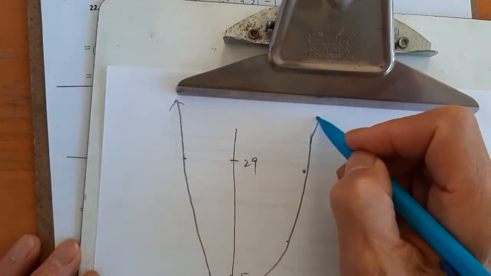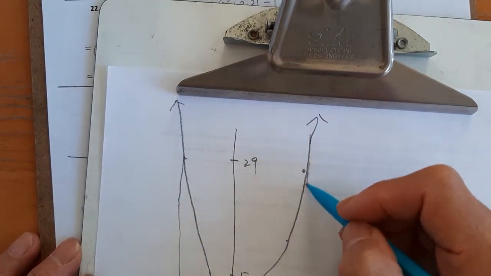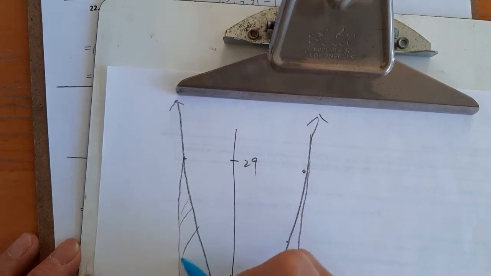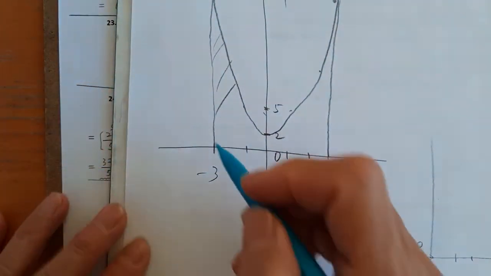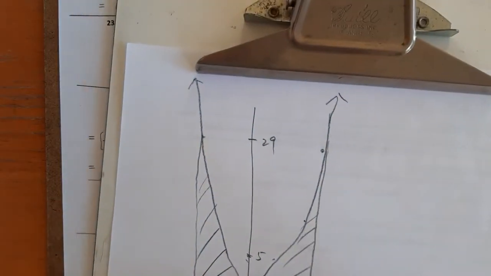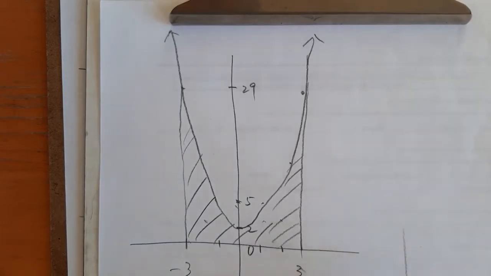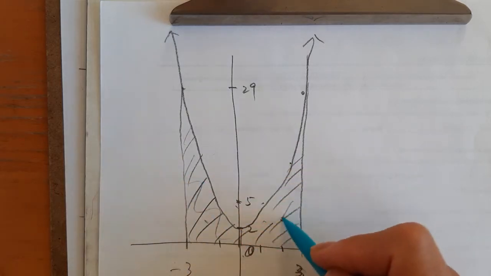Graph, parabola. And then here, the integral from negative 3 to 3 actually is the area under this parabola from negative 3 to 3. And since they are symmetric, they are symmetry. So from 0 to 3 and from 0 to negative 3, the two areas are equal.